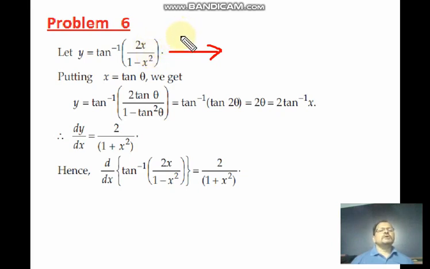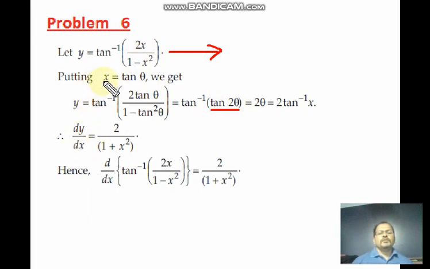try to use cos theta. 2 cos theta upon 1 minus cos square theta. Standard formula? No. Then see tan theta. 2 tan theta upon 1 minus tan square theta. I know that it is equal to tan 2 theta. And therefore I put x is equal to tan theta.